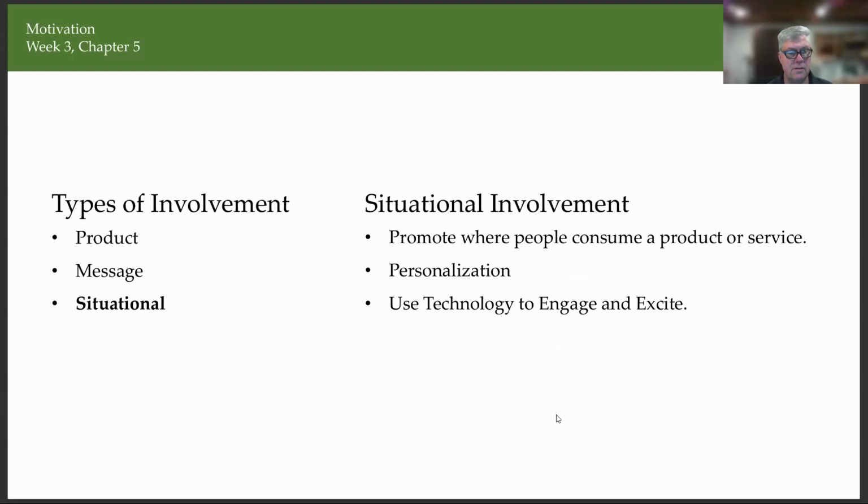Types of involvement, situational. Situational involvement is where we promote where people consume a product or service, personalization, use technology to engage and excite. An example of this is going to a July 4th party, a backyard party, good friends, a bunch of people getting together at somebody's backyard barbecue. Situational involvement is what is going on. It's a backyard barbecue. You want to maybe bring a host gift, and you like to bring something that they can open and enjoy right there.